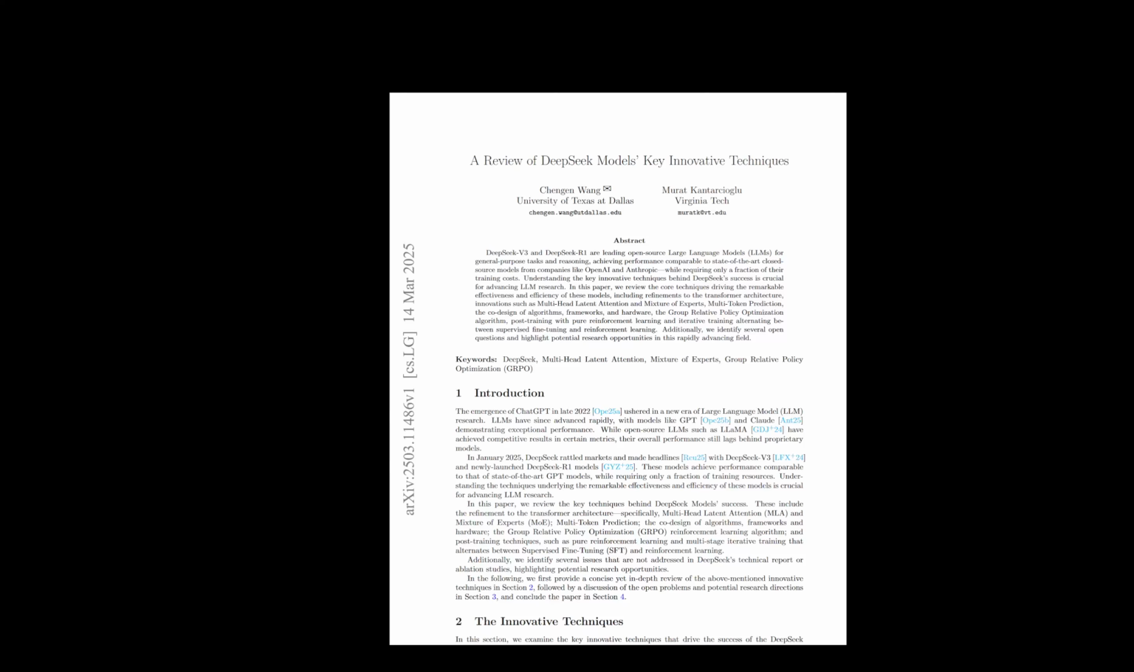Understanding the techniques underlying the remarkable effectiveness and efficiency of these models is crucial for advancing LLM research. In this paper, we review the key techniques behind DeepSeek models' success. These include the refinement to the transformer architecture, specifically multi-head latent attention (MLA) and mixture of experts (MoE), multi-token prediction, the co-design of algorithms, frameworks, and hardware, the group relative policy optimization (GRPO) reinforcement learning algorithm, and post-training techniques, such as pure reinforcement learning and multi-stage iterative training that alternates between supervised fine-tuning (SFT) and reinforcement learning.